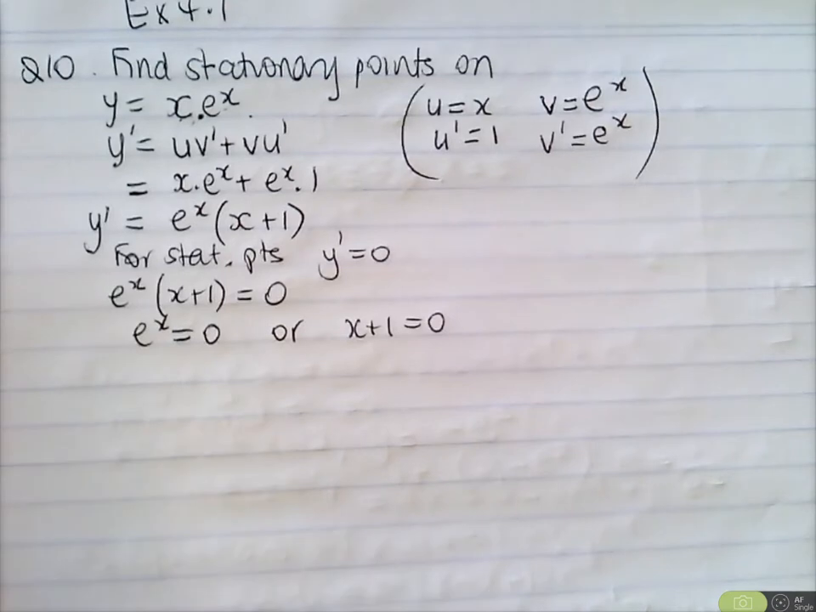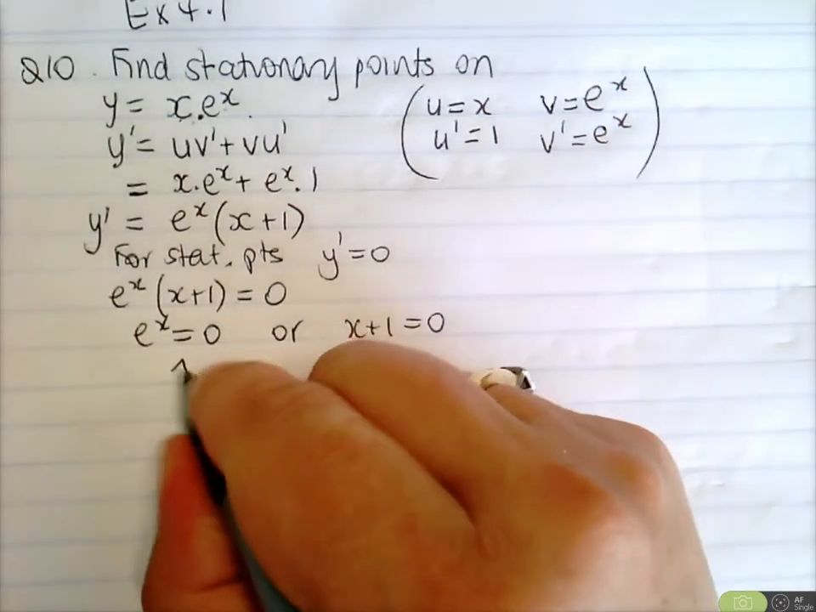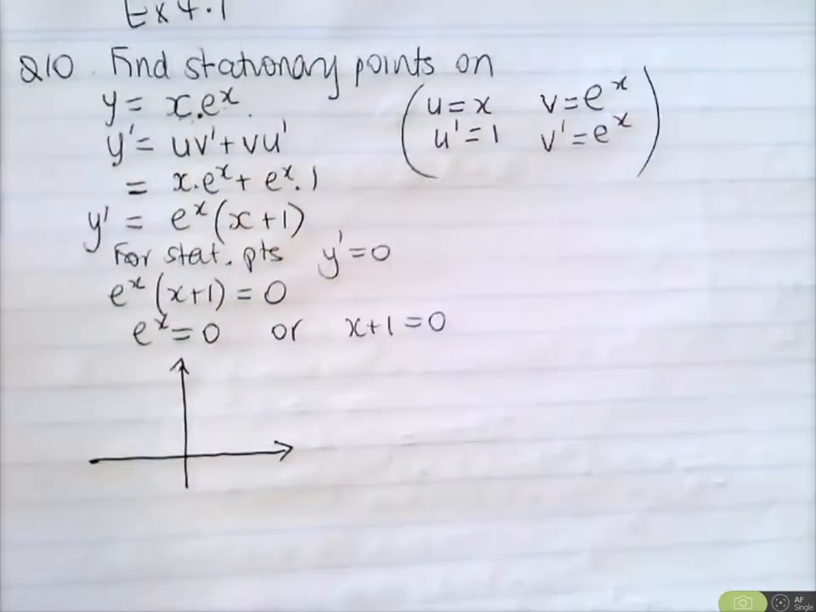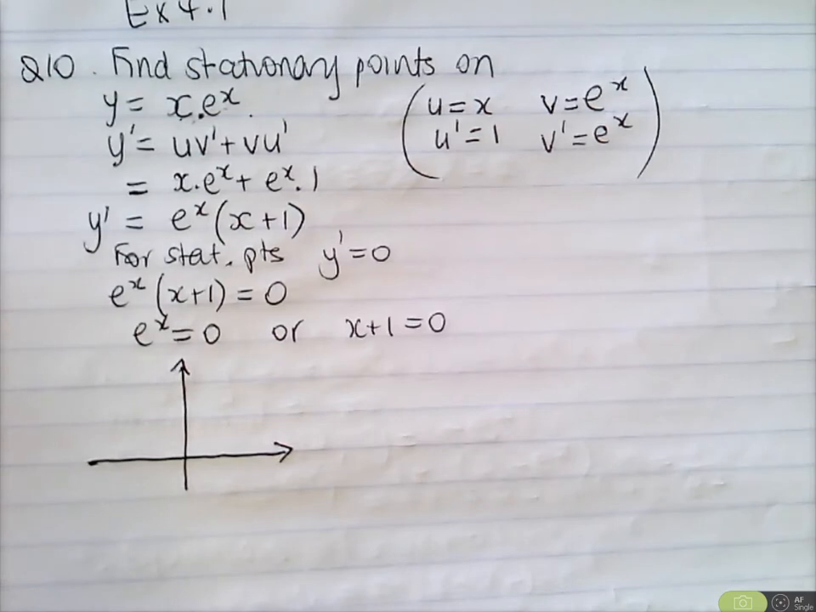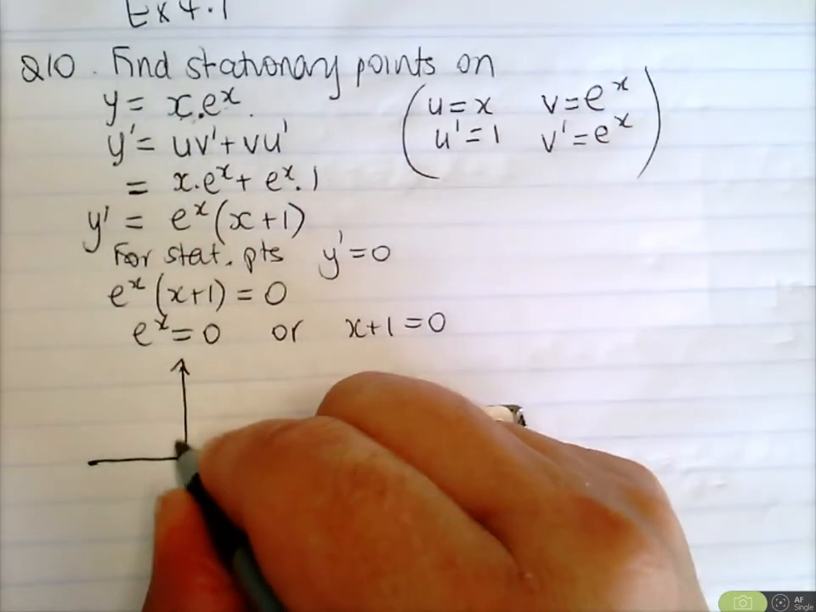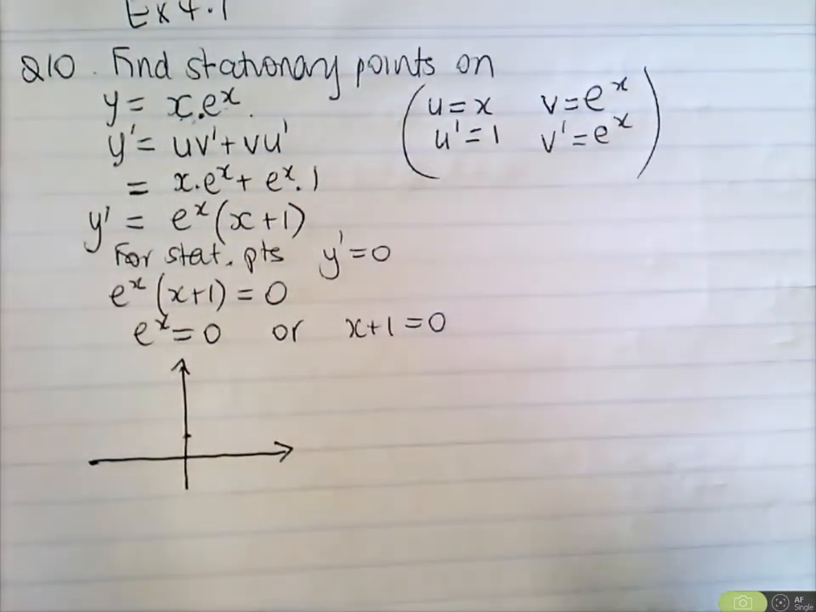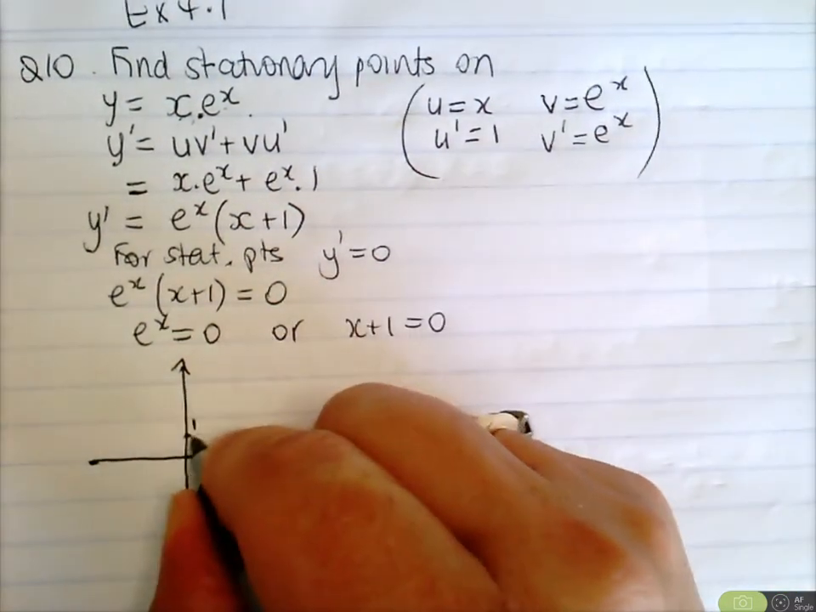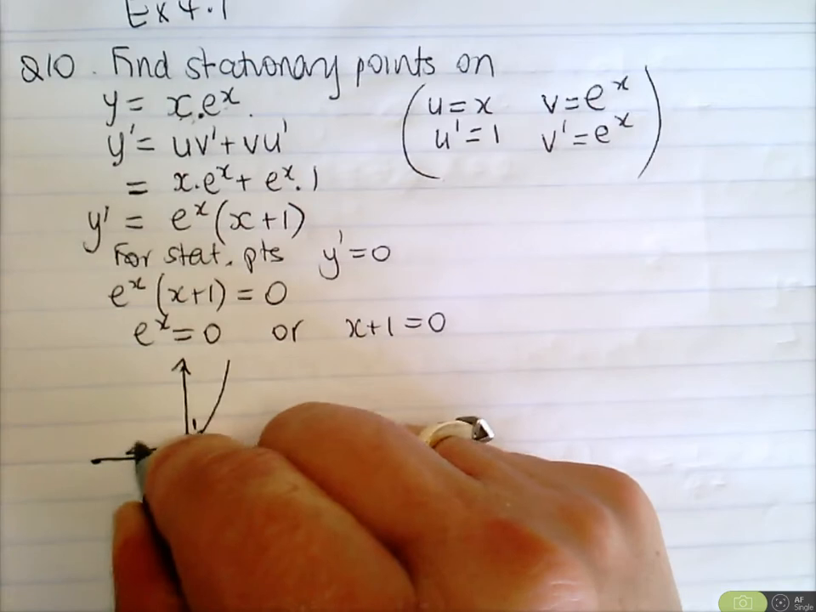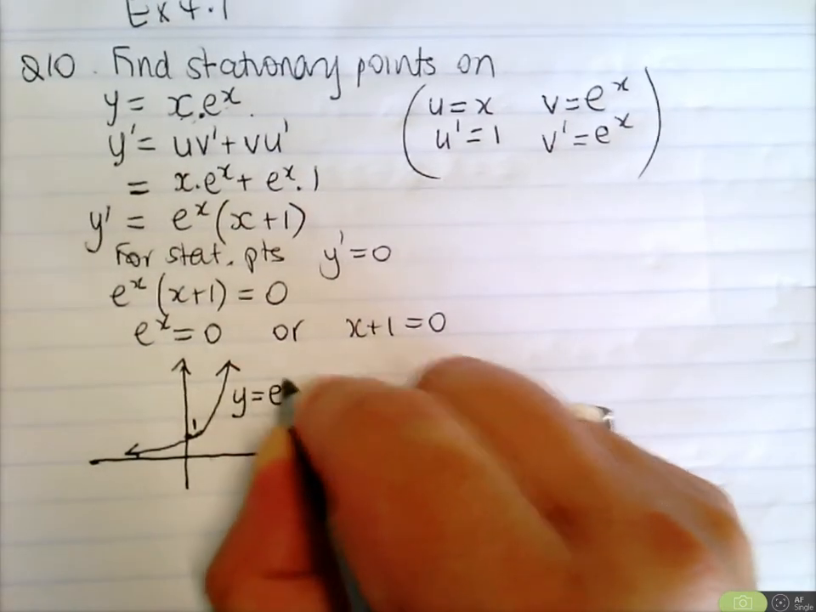Now, e to the x is 0 has no solutions. What I normally do for this, I do a sketch of e to the x. Remember, e is just the number 2.71828, whatever it is. It's like drawing 3 to the power of x. It's got the same shape. It's an exponential curve. So e to the x, when x is 0, what's e to the x? When x is 1, e to the x is 2.7. The curve looks like this. That is the sketch of y equals e to the x.